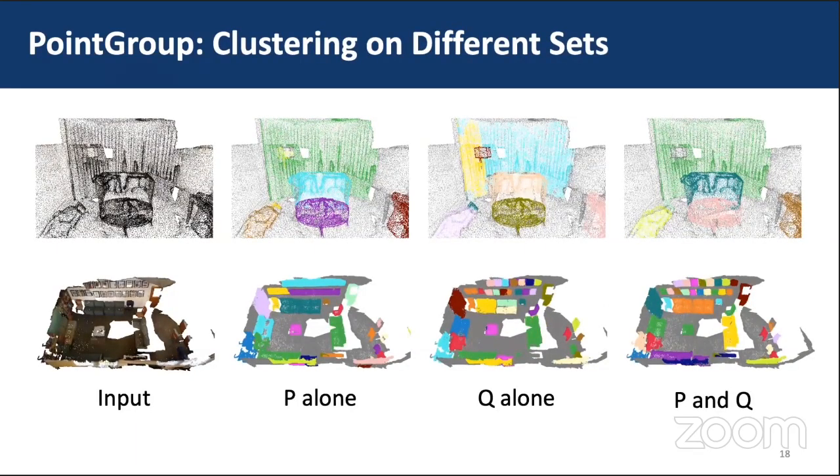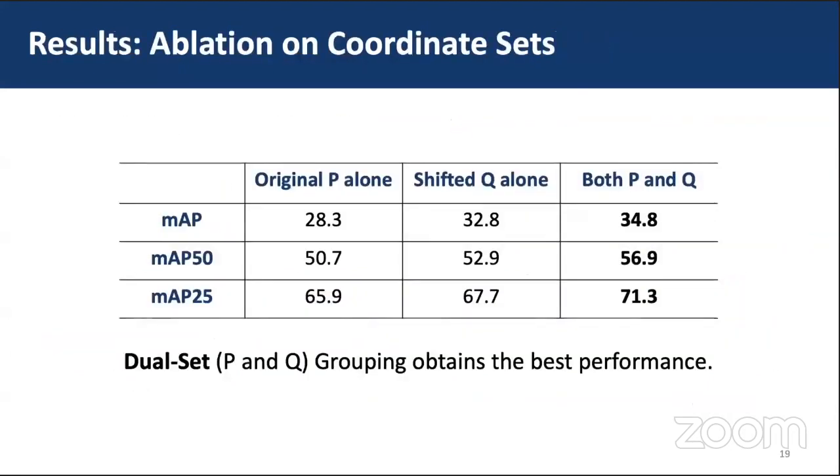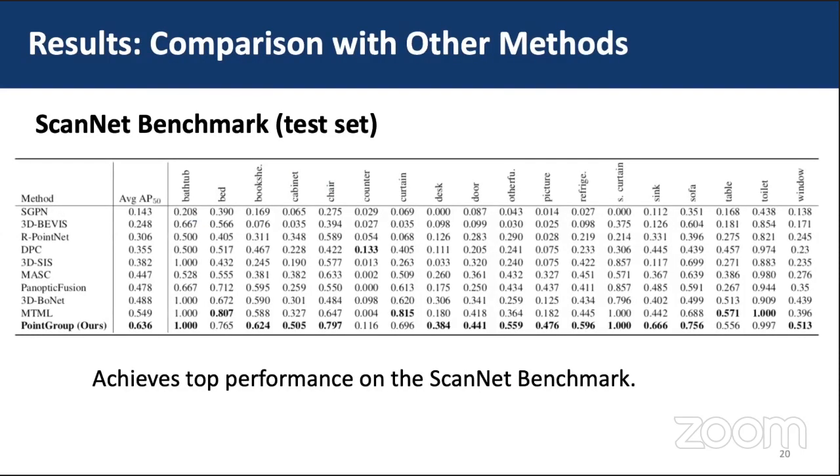We conducted our experiments on the large-scale indoor-scene dataset ScanNet. Here is a visualization comparison between clustering on P, on Q, and on dual sets. We could see that clustering on both P and Q makes use of the complementary properties of the two sets and thus performs best. The quantitative results also show the effectiveness of clustering on dual sets. The ablation experiments are conducted on the validation set of the ScanNet dataset. And on the ScanNet benchmark, our method also achieves a much higher performance compared to previous methods.